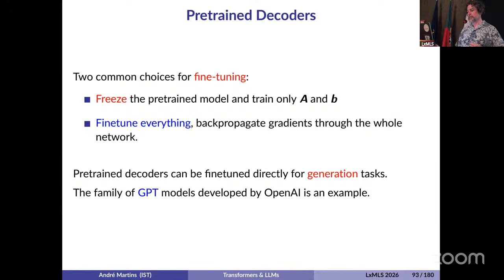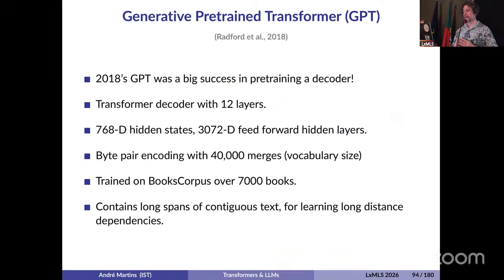And so pre-trained decoders are particularly convenient if you are doing a task that is related to generation. The most famous example is the family of GPT models developed by OpenAI, but these days there's many other choices. Just to give you some perspective about these GPT models, the first version was presented in 2018. It was quite successful as a technique to pre-train a decoder, not as famous as ChatGPT later became, but this was a transformer decoder with 12 layers, so pretty much the architecture that I mentioned in the first part of the talk.